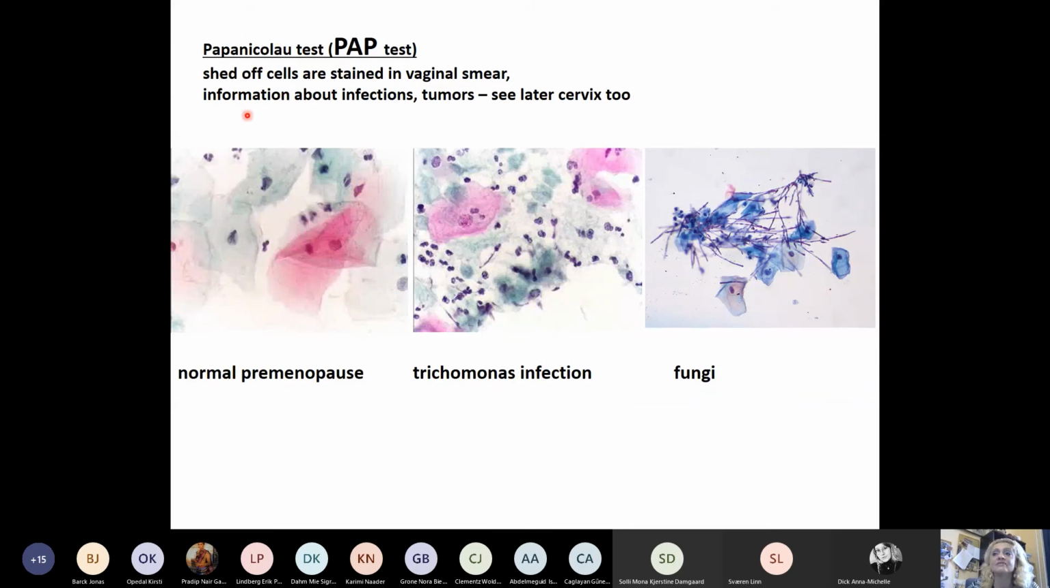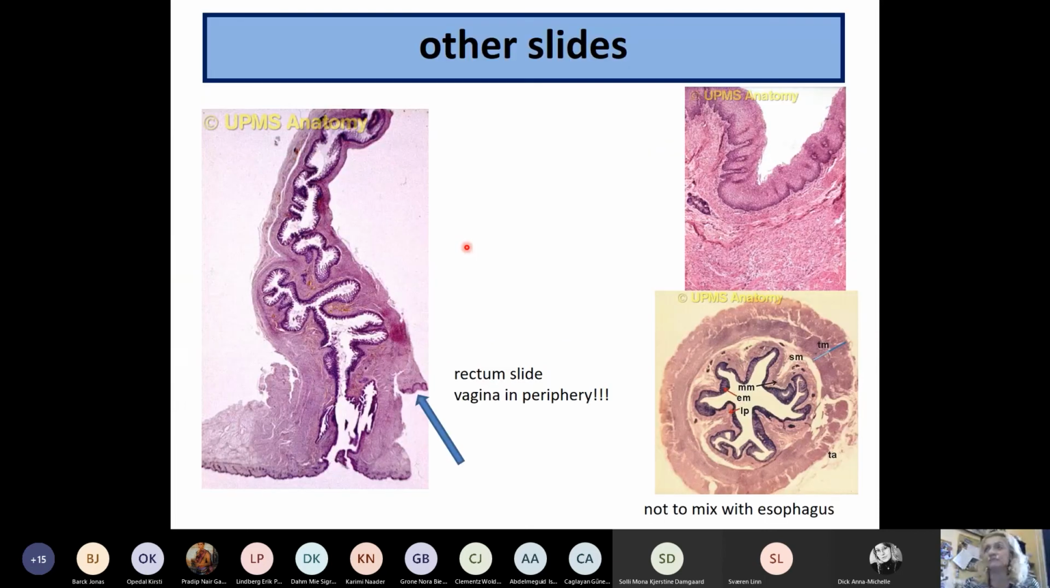This Pap test is a very important test clinically, when the gynecologists take a sample, and then we can see the shed off cells. And these cells, these are the nice looking squamous epithelial cells. These are the normal looking cells. And for example, this case shows an infection, and these are the fungi. So this is an important examination.